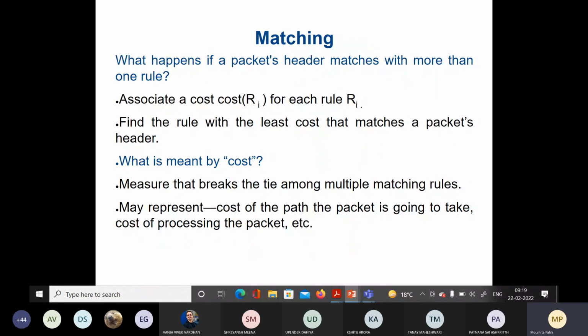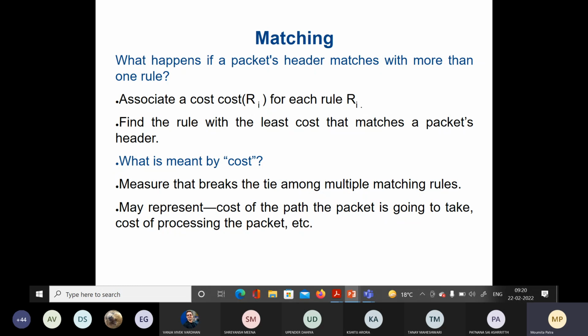Now, a few questions on matching. What happens if a packet's header matches with more than one rule? This is a possibility; it can occur. You can have many rules, and if the contents of a packet's header match with more than one rule, then you have to take a decision. What are the ways in which you can take a decision? One of the easiest ways is to stamp these rules with a cost. That means you associate a cost with each rule, and you select the rule which has the minimum cost in a scenario where the packet's header matches with more than one rule. So this is one.